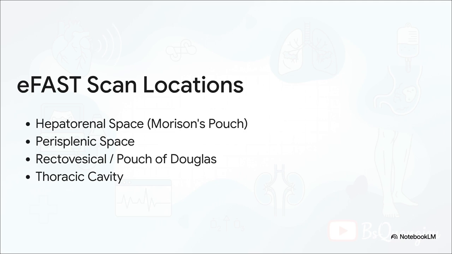You're going to quickly scan the right upper quadrant for Morison's pouch and the liver tip, hit the left upper quadrant for the perisplenic space, and drop down to the pelvis for the rectovesical pouch in males or the pouch of Douglas in females. And don't forget to slide superiorly to check the thoracic cavity for a hemothorax.